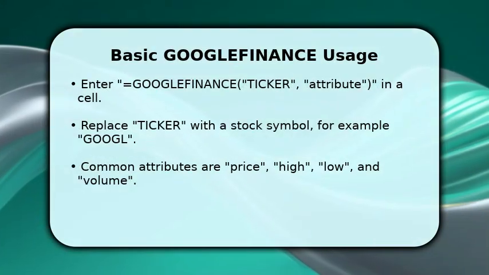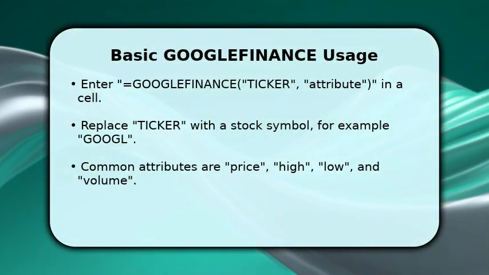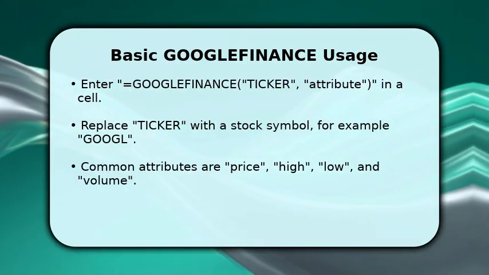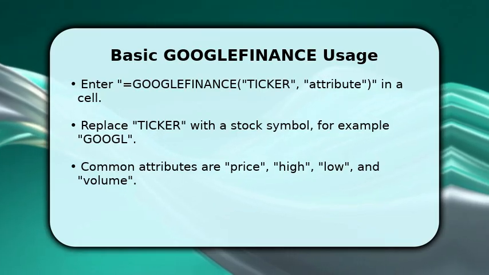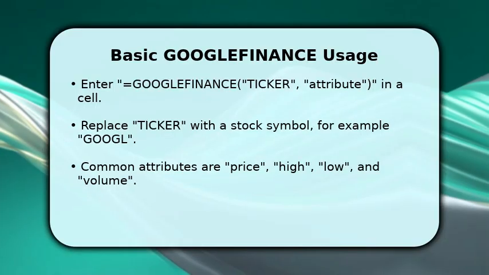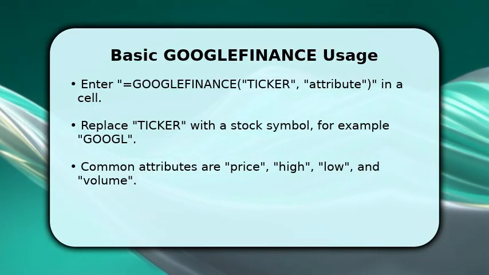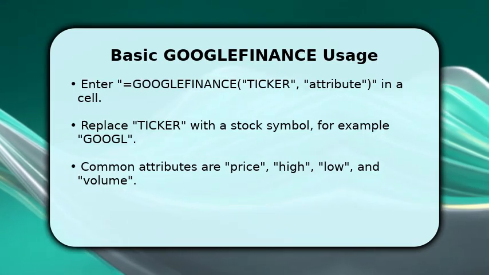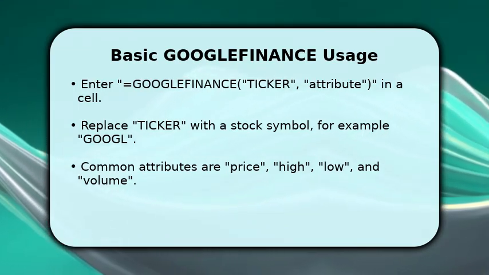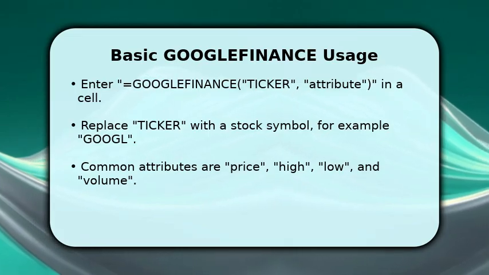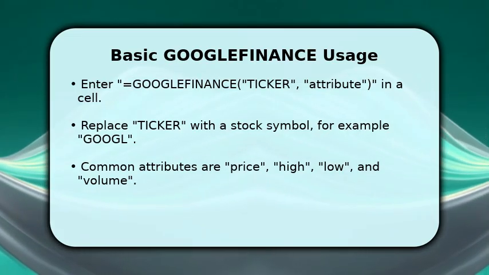To begin, simply type the GOOGLEFINANCE function into any cell. The basic syntax is straightforward: equals GOOGLEFINANCE, followed by the stock ticker symbol in quotes, and then the specific attribute you wish to retrieve, also in quotes. For instance, to get the current price of Google, you would type =GOOGLEFINANCE("GOOG","price"). This immediately pulls the live data into your sheet.